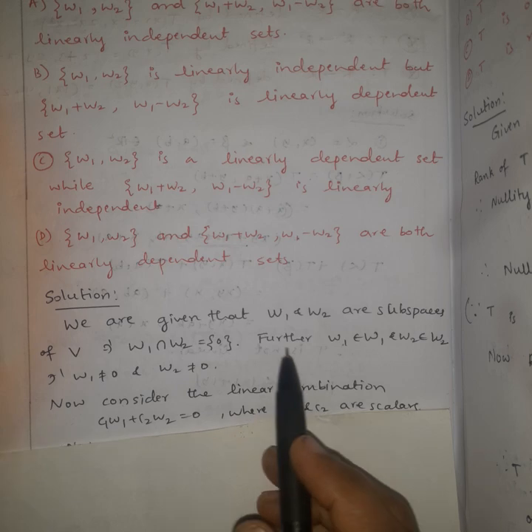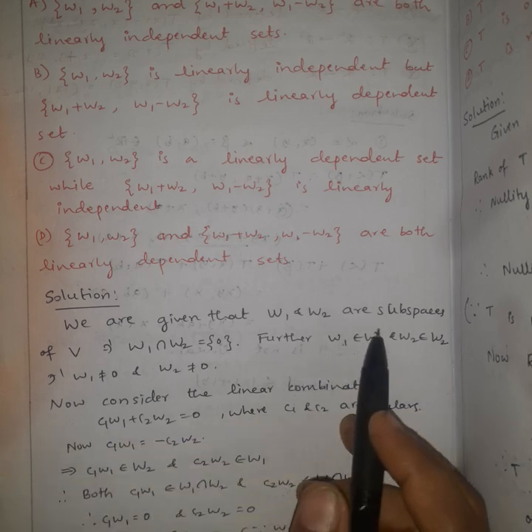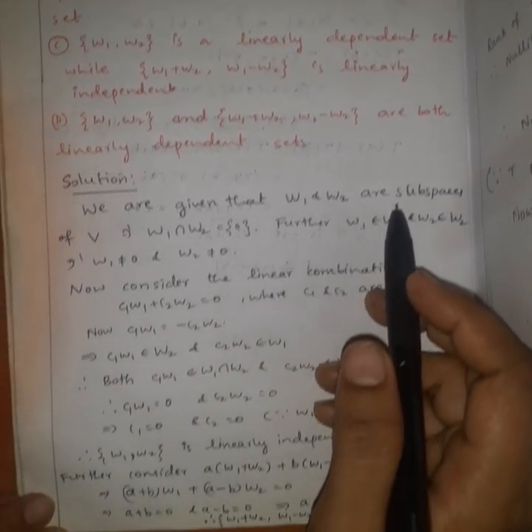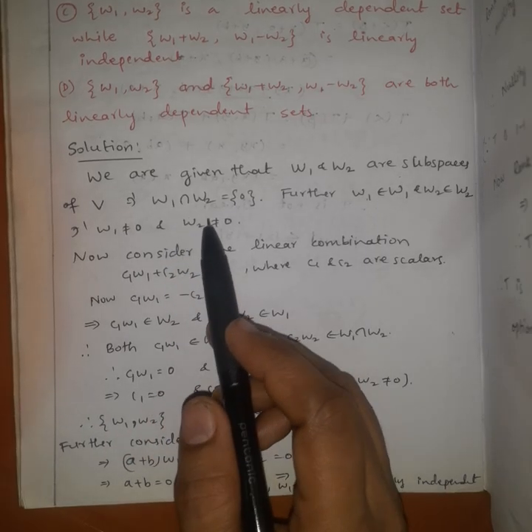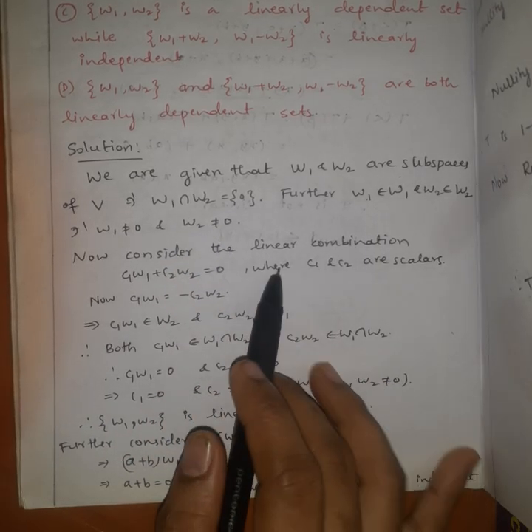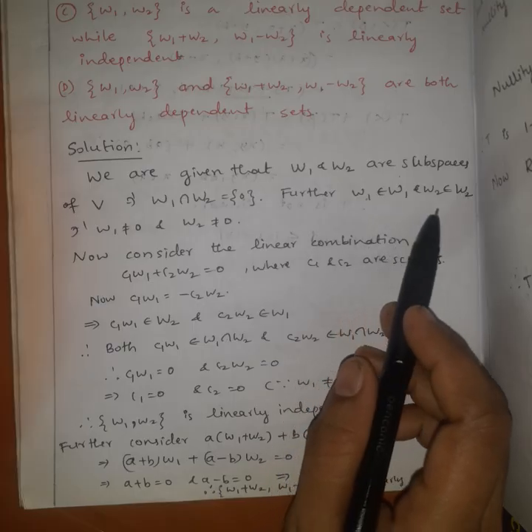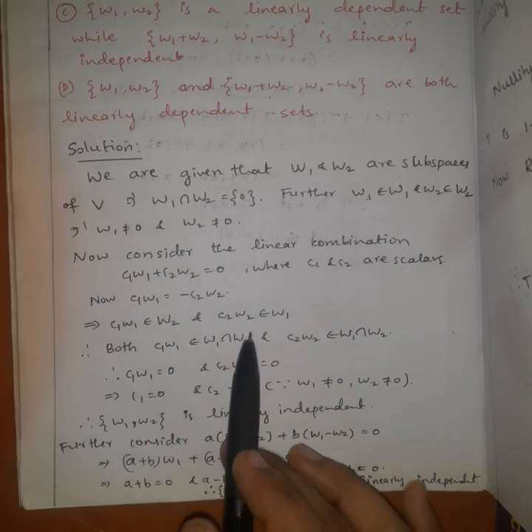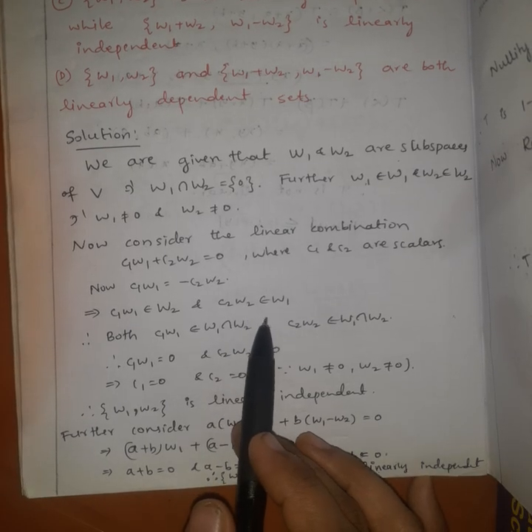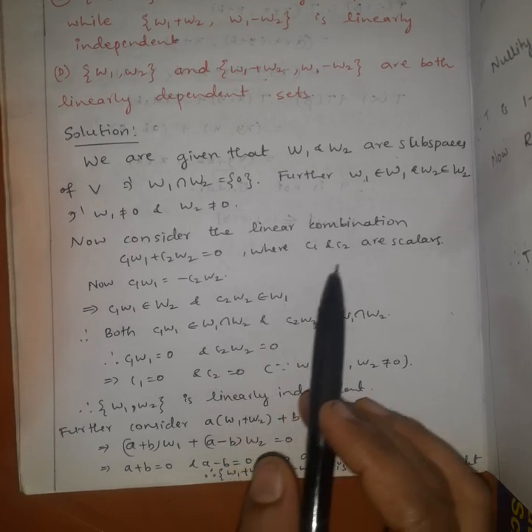We are given that W1 and W2 are subspaces of V such that W1 intersection W2 equal to 0. Further, w1 belongs to W1 and w2 belongs to W2 are two non-zero vectors. Now let us check whether the set containing w1 and w2 is linearly independent or not.